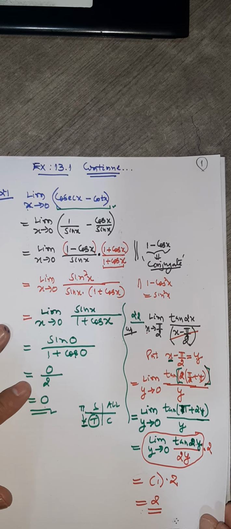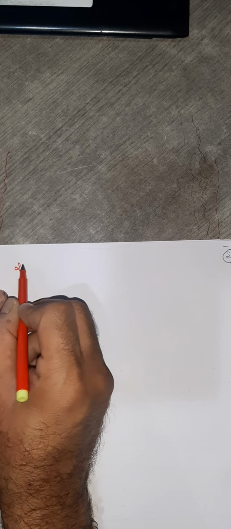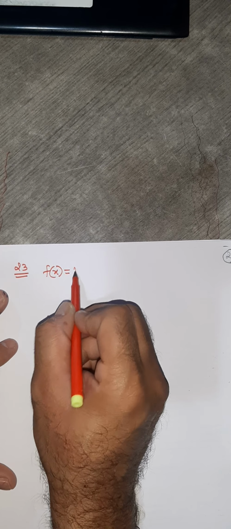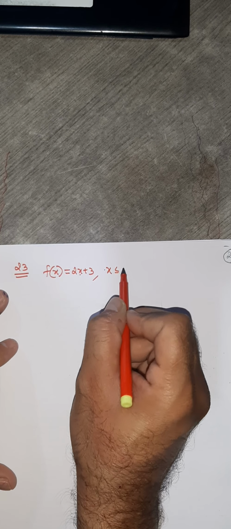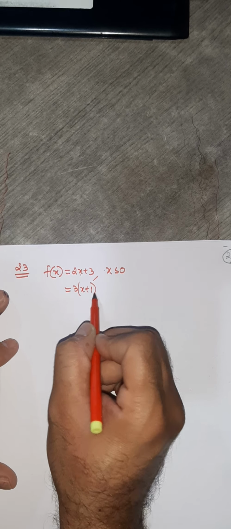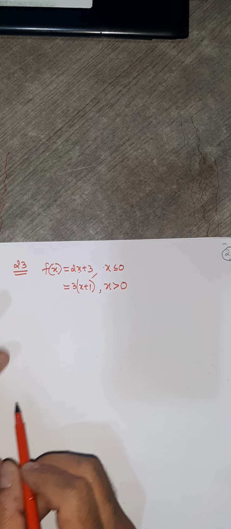Now question number 23 onwards. We have here two different functions. In question number 23, the function is 2x plus 3, which you use if x is less than or equal to 0, and 3 into x plus 1, which we use if x is greater than 0. Right? The function has two different formulas.